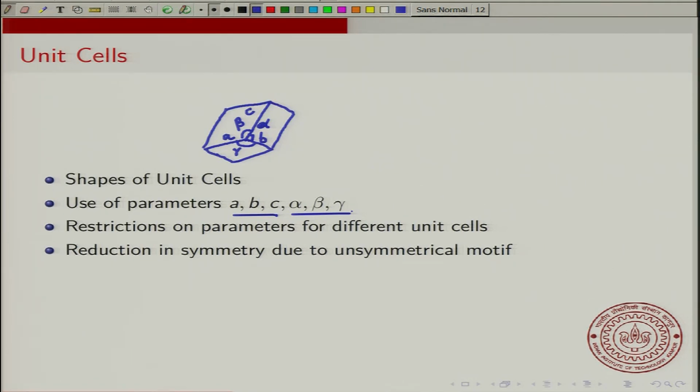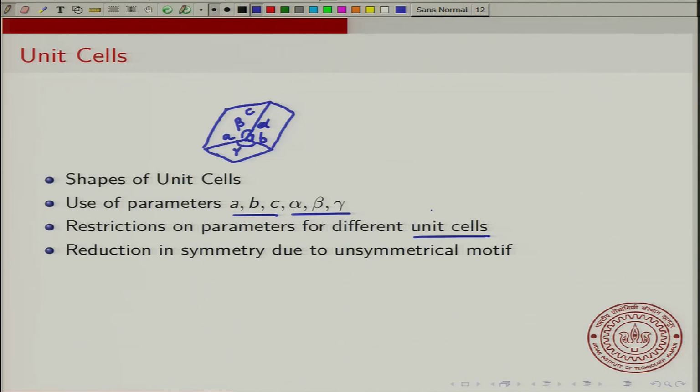Now, what we said is that for different crystal systems you have different unit cells, and these unit cells are specified by restrictions on the parameters. Again, what is important is that these are unit cells of crystals, and these just contain the parameters A, B, C, alpha, beta, gamma. So in some sense it tells you what the parameters of this repeating unit are.